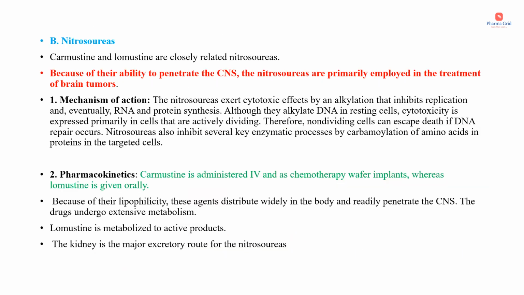So under alkylating agents, the next category is nitrosoureas. Carmustine and lomustine are closely related nitrosoureas. Because of their ability to penetrate the CNS, the nitrosoureas are primarily employed in the treatment of brain tumors. This is an important point. Nitrosoureas have the capability to penetrate the central nervous system. So these drugs are primarily used in the treatment of brain tumors.